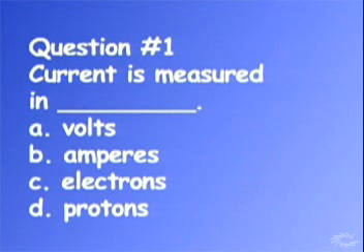Question 1. Current is measured in what? A. Volts, B. Amperes, C. Electrons, D. Protons.